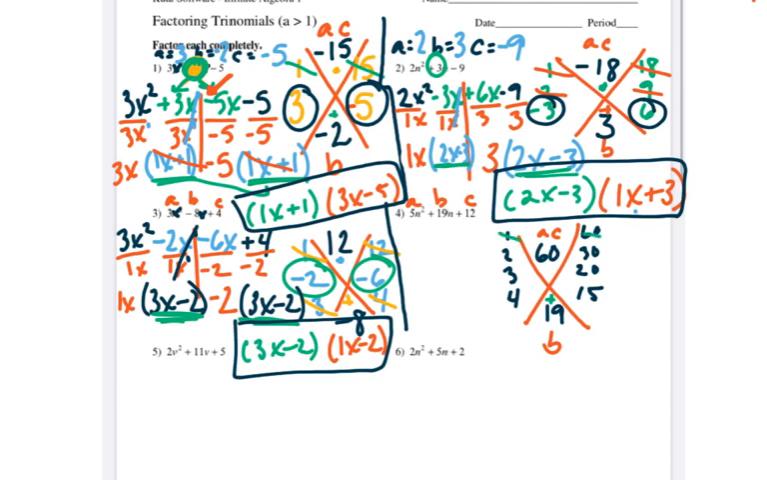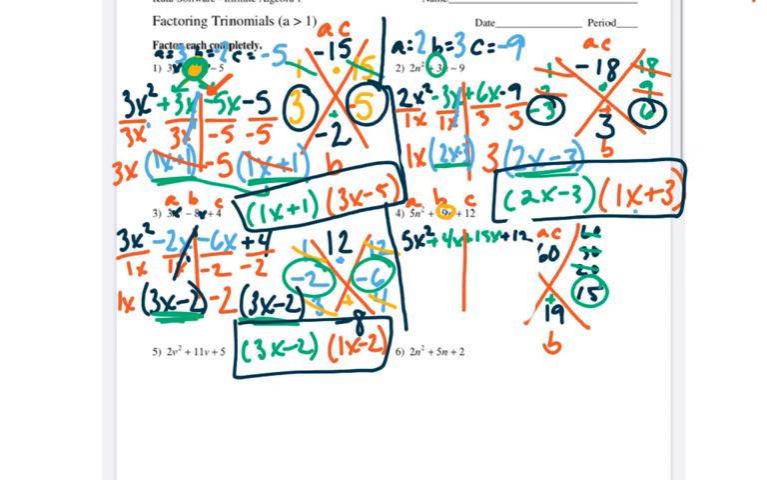1 plus 60, not 19. 2 and 30, nope. 3 and 20, nope. Ooh, 4 and 15 add to make 19. So we're ready to split this middle. First term stays 5, I'm calling it x squared, plus 4x plus 15x plus 12. Factor by grouping.